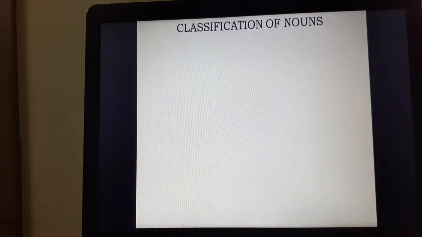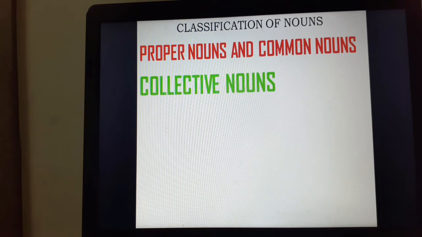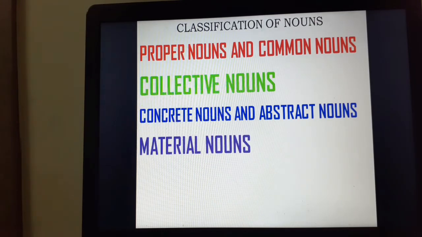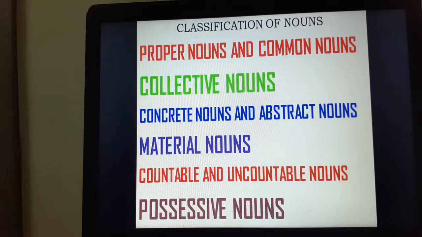Nouns are basically classified into proper nouns and common nouns, collective nouns, concrete nouns and abstract nouns, material nouns, countable and uncountable nouns, possessive nouns. So let's start.